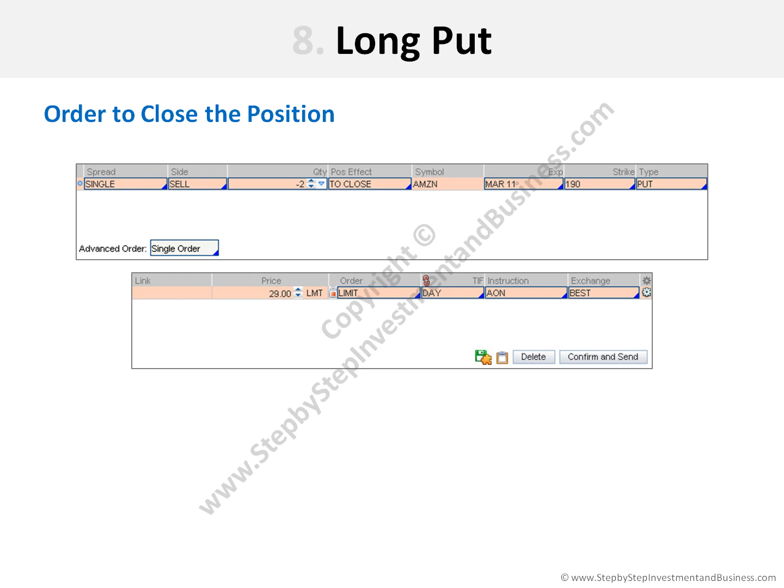In the same way as for the order to open the position, in the Time in Force column, we select the option Day. In the Instruction column, we select the specification All or None. And in the Exchange column, we select the option Best.